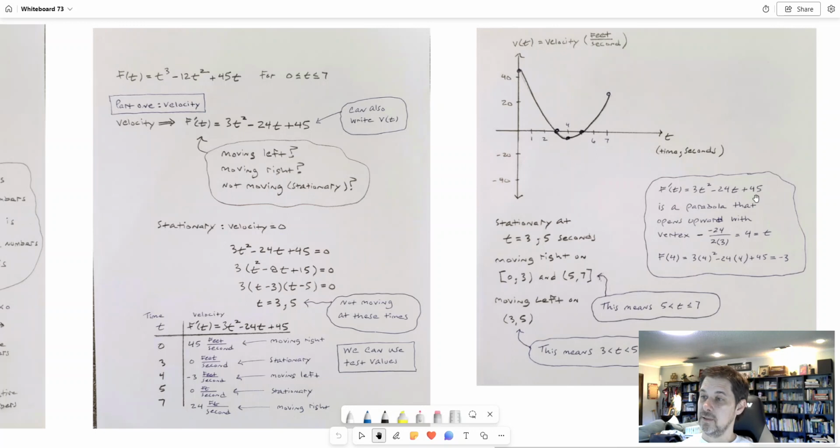Another way you could do it is, this velocity function is a parabola. It opens upward. You can find the vertex at (4, -3) right there. It's another way you could do it. However you graph it, here's our conclusion.